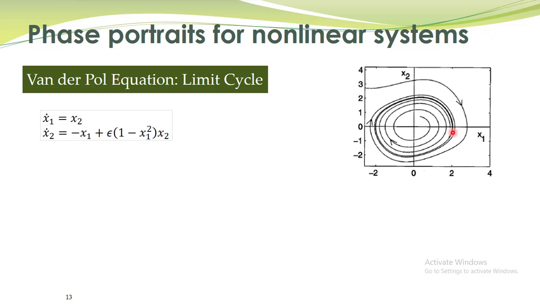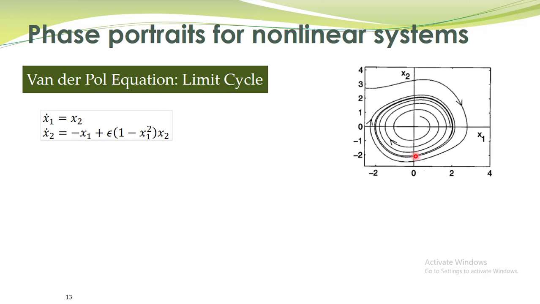Compare it with the phase portrait of center. How is it different from center? One thing, center was a circle. These were concentric circles. For different initial conditions, the radius of that circle was different. That is, for different initial conditions, the amplitude of oscillations was different. That corresponded to a marginally stable linear system. Over here, whatever the initial condition, you observe that finally these trajectories reach this curve and then stay on this curve. Whatever the initial condition, finally the amplitude of these oscillations will become fixed.